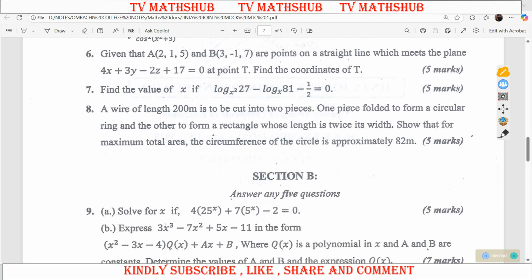Question number 8 says a wire of length 200 meters is to be cut into two pieces. One piece is folded to form a circular ring and the other to form a rectangle whose length is twice its width. Show that for the maximum total area, the circumference of the circle is approximately equal to 82 meters. So that is basically what we want to look at.